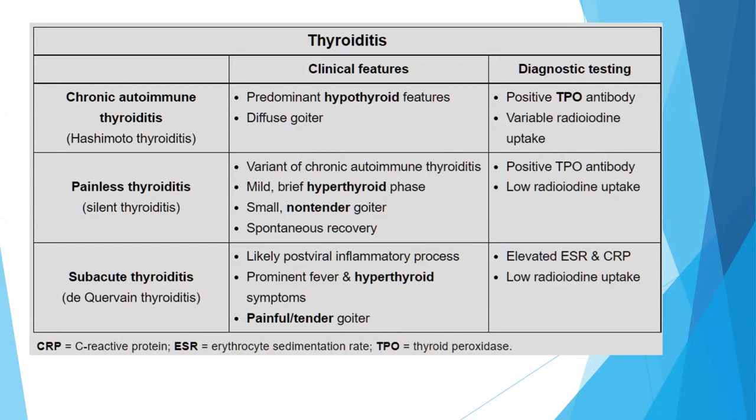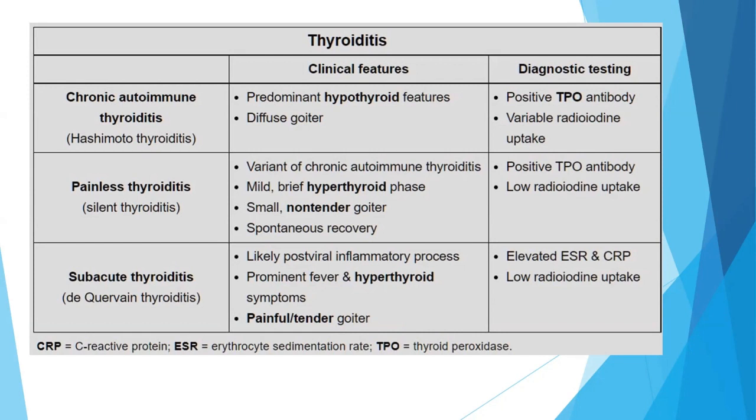Talking about subacute or de Quervain thyroiditis, these are generally a post-viral infection mediated thyroiditis. The question will mention that the patient had a sore throat or some other viral infection. After that, the patient started having these hyperthyroidism symptoms. Then these are the subacute thyroiditis.